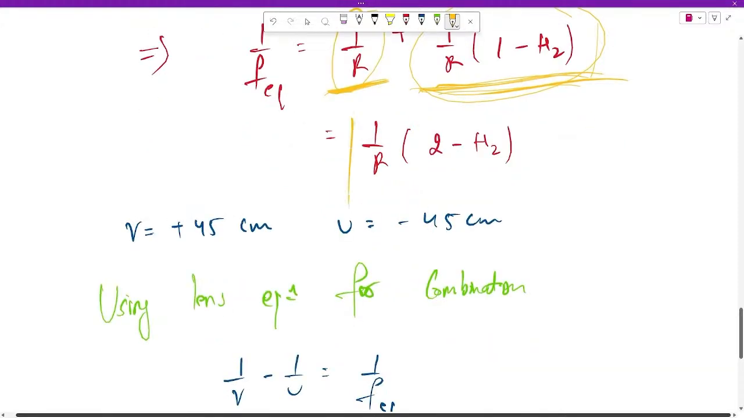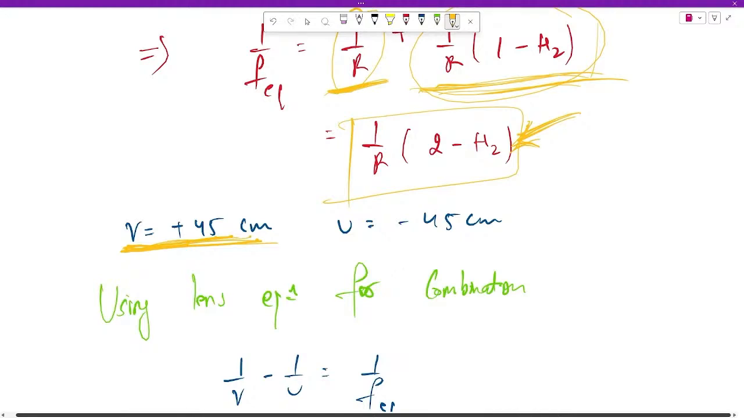Now this is the F equivalent for the case when the liquid is present between the lens and the plane mirror. Again we will assume that there is no plane mirror, because the plane mirror only changes the direction of v. If there is a plane mirror, then v is equal to minus 45 centimeter. If there is no plane mirror, then v is equal to plus 45 centimeter.